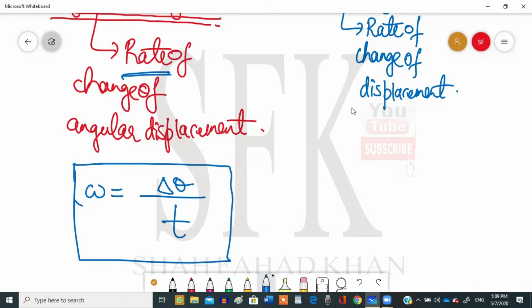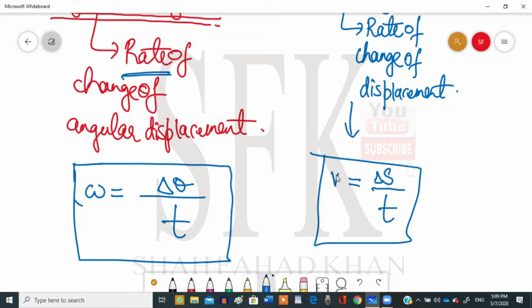And velocity can also be written in a similar way. Velocity is equal to the change in displacement divided by time. But the difference is this is linear velocity, meaning along a straight line, and this is angular velocity.